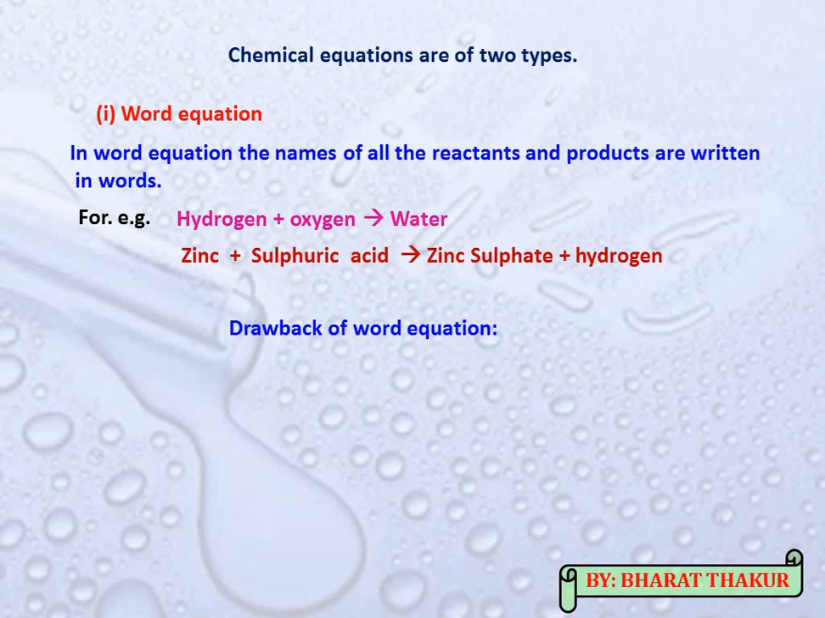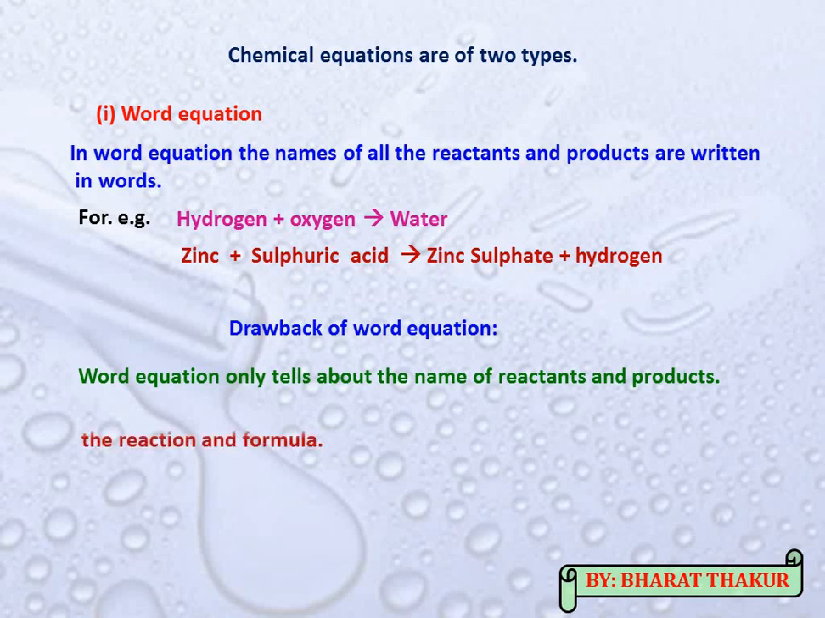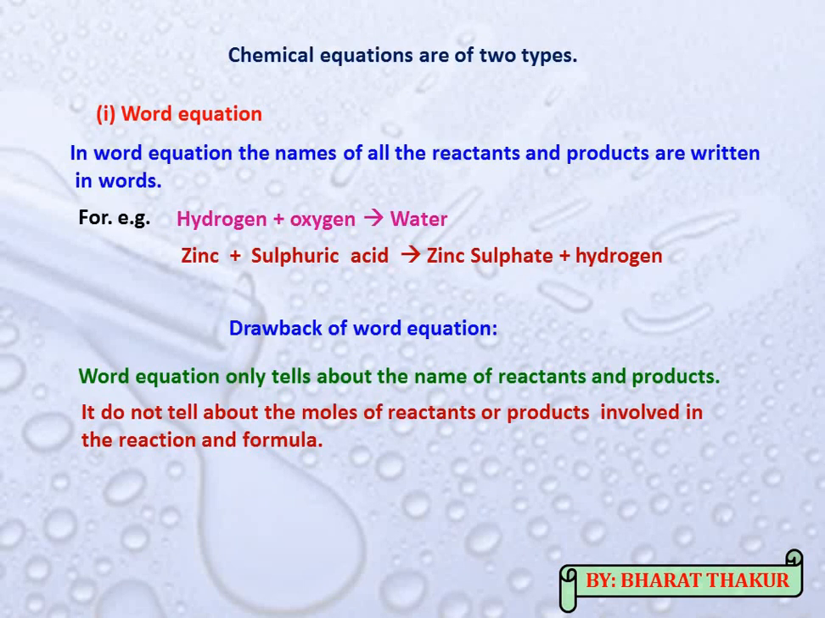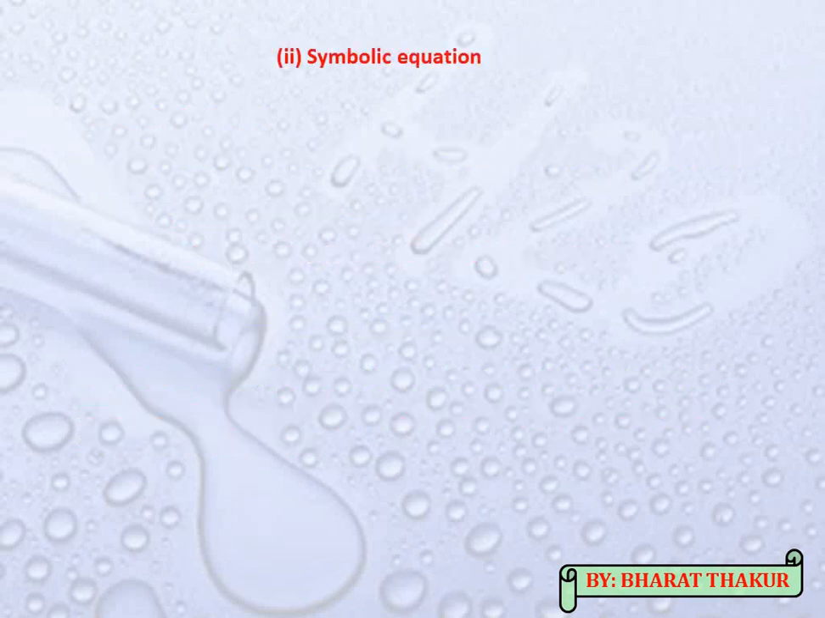But the word equation has some drawbacks. For example, a word equation only tells about the names of the reactants and products. It does not tell about the number of moles of reactants or products involved in the reaction, or even the formulas of the substances, reactants as well as products. So that was the limitation. That's why most of the time the word equation is not used. For that we use the symbolic equation.